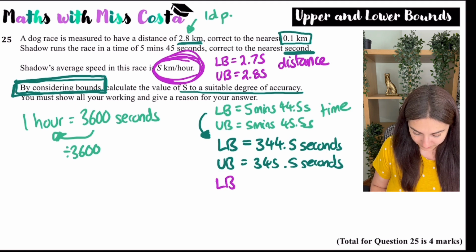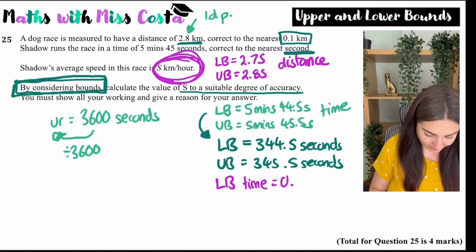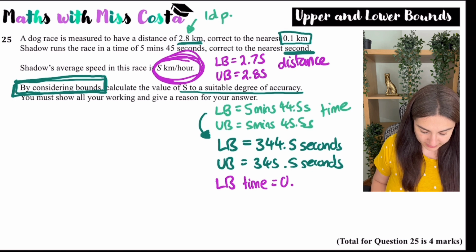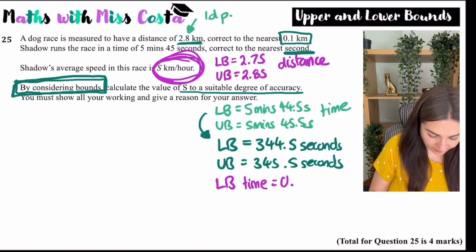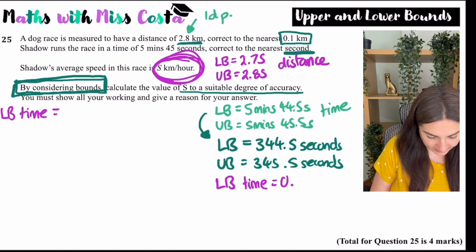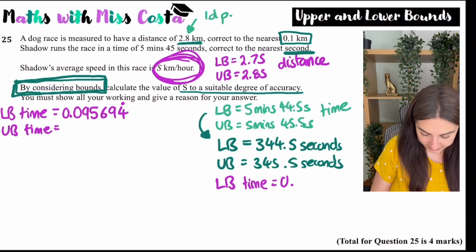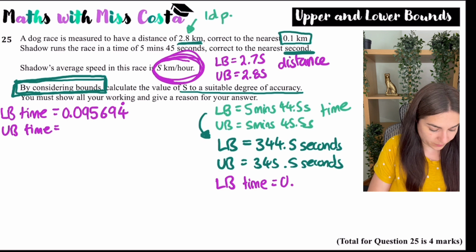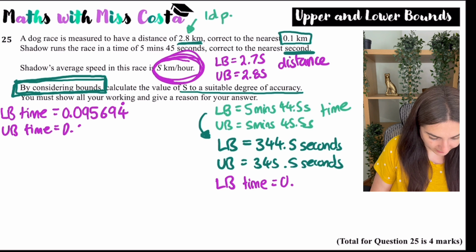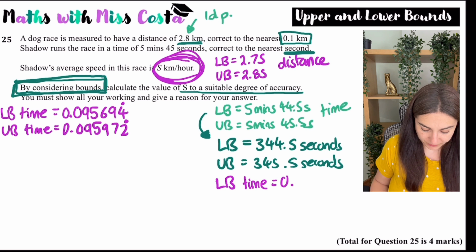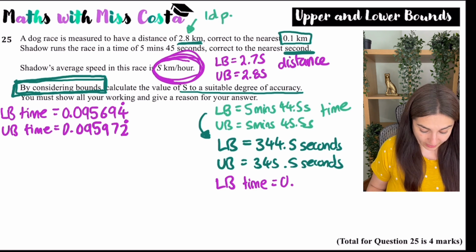So the lower bound of time is, actually, I'm just going to write it up here because it's long. So the lower bound of time is 0.095694 recurring. The upper bound of time is going to be 345.5 divided by 3,600, which is 0.095972 recurring. Okay, so that is my time in hours.